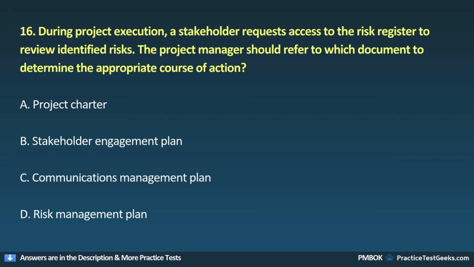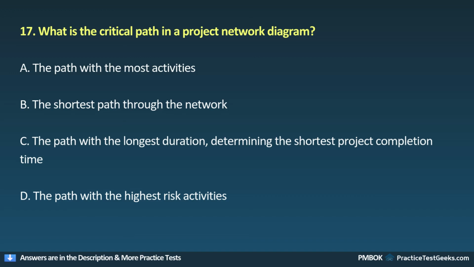16. During project execution, a stakeholder requests access to the risk register to review identified risks. The project manager should refer to which document to determine the appropriate course of action? A. Project Charter. B. Stakeholder Engagement Plan. C. Communications Management Plan. D. Risk Management Plan.